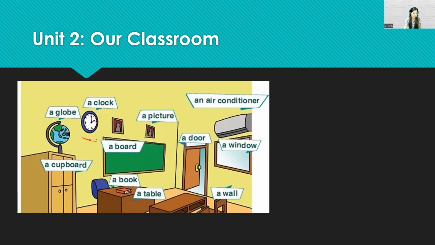So what is this? A picture. So in our classroom, we have a picture, like we have a picture of our headmaster or someone.